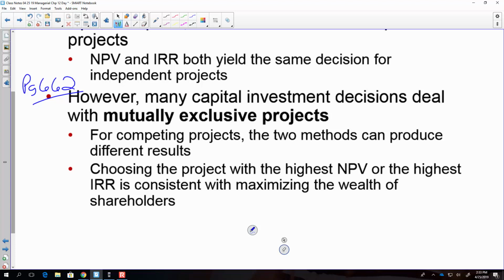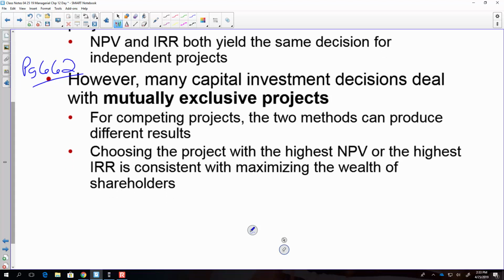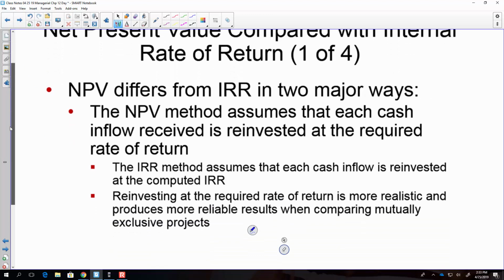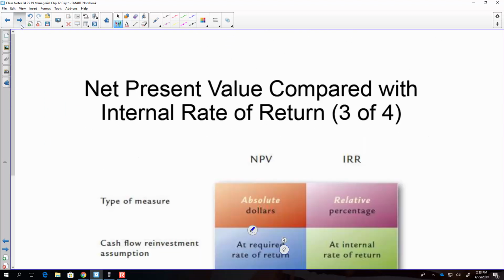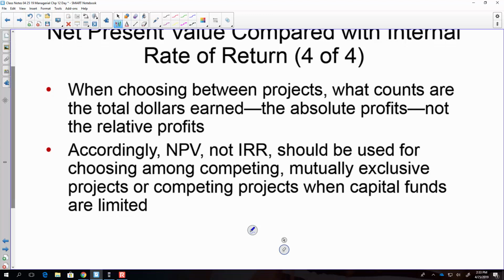So when you have competing projects, the author, and I agree, feel that the net present value, and that's what it talks about here. Let me get to that point. Right here. In your book, please know the net present value, not the internal rate of return, should be used for competing mutually exclusive project analysis. Net present value should be used in that analysis.